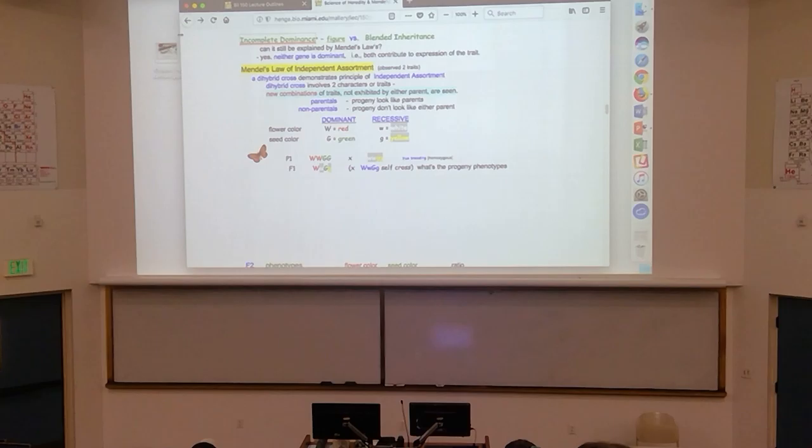Now what we're going to do next is what's called a dihybrid cross. This is going to be two traits. I'm going to pick some examples for us. We're going to look at flower color and seed color.